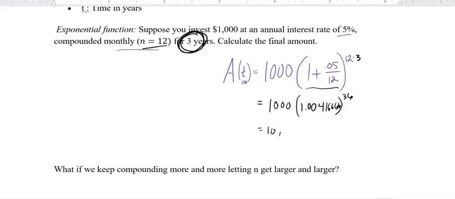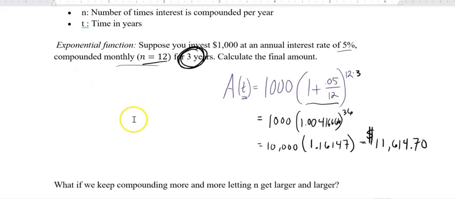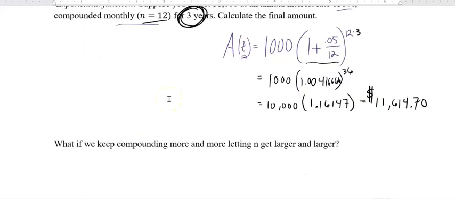And I get 1.16. Again, you don't need to do all of these steps if you're good with your calculator. 1.16147, and then I multiply by 10,000. So I get 11,614.70. And you might have a slightly different answer if you round it differently. Okay, so that is how I do the basic compound interest formula. Just plug stuff in.